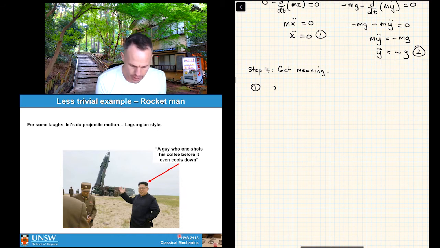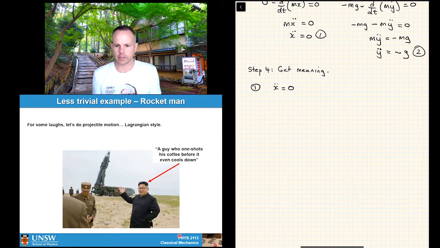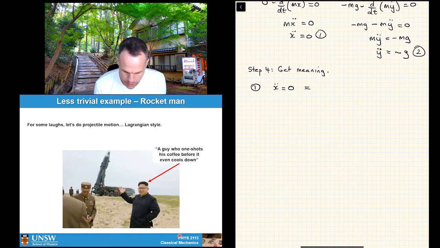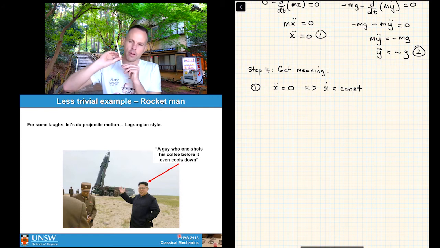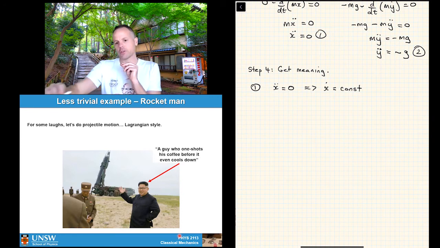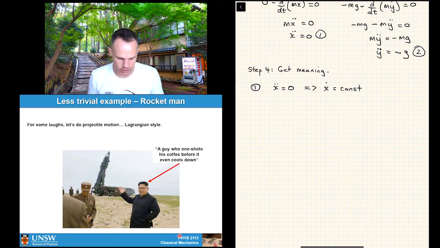What we have is x double dot is equal to 0. Basically it says the acceleration is 0. We can integrate that, and if we integrate that on both sides, we get x dot is equal to constant. And what that means is that the velocity along the x direction is constant, and as you know from first year projectile motion problems, the velocity along that x direction is always constant.